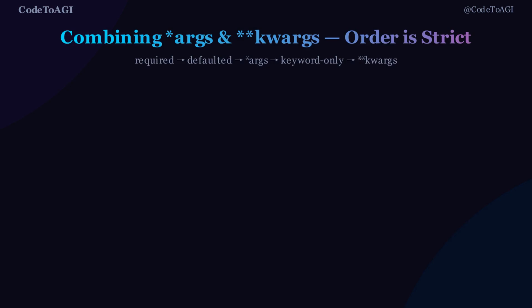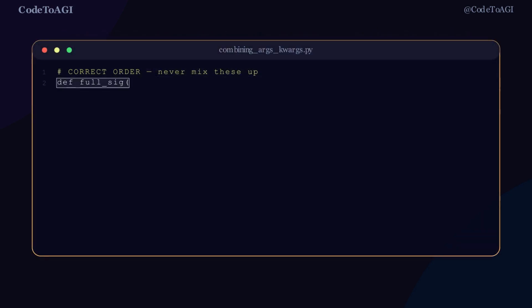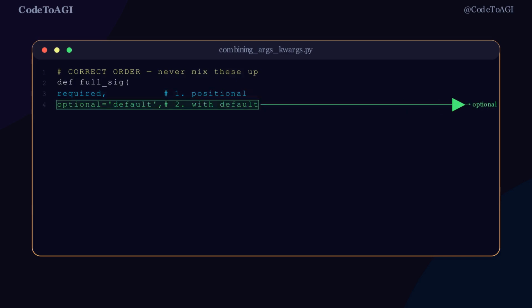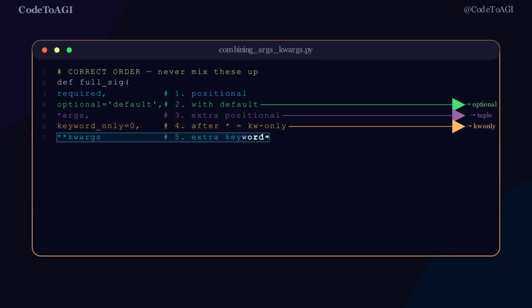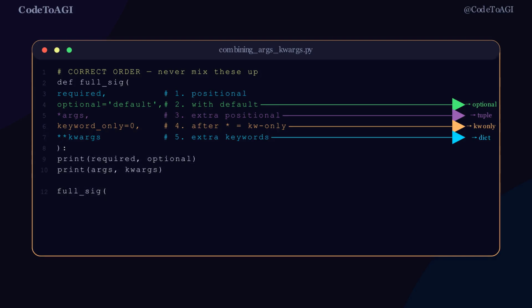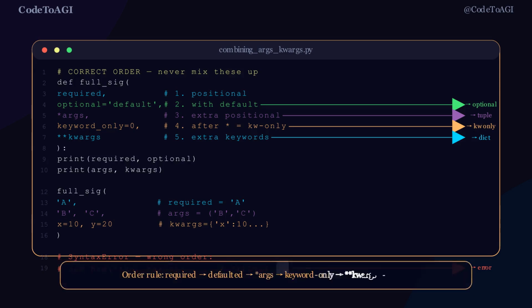You can combine regular parameters, *args, and **kwargs in one function. But the order is strict. Python enforces it. Look at the code. We define a function with 4 parameter groups. First, required, a regular positional parameter. Second, optional with a default value. Third, *args, collects all extra positional arguments. Fourth, **kwargs, collects all extra keyword arguments. This is the maximum signature. Every Python function fits somewhere in this pattern.